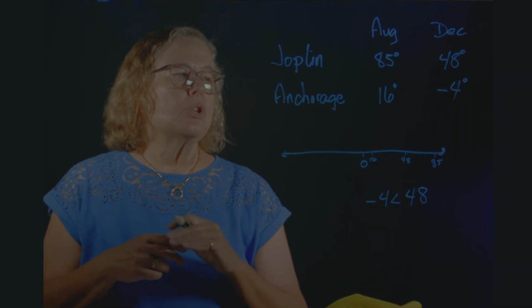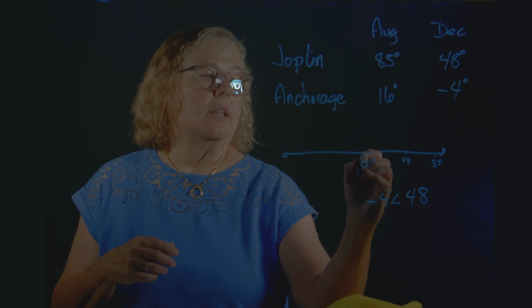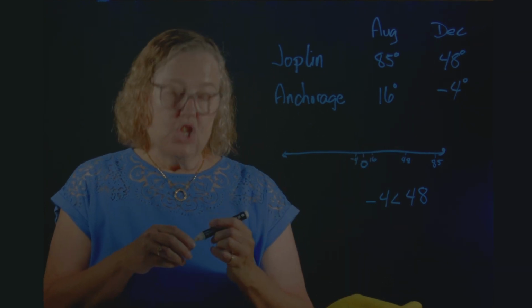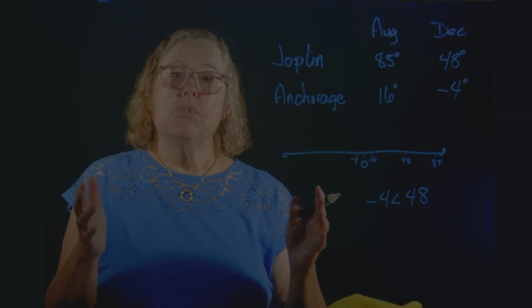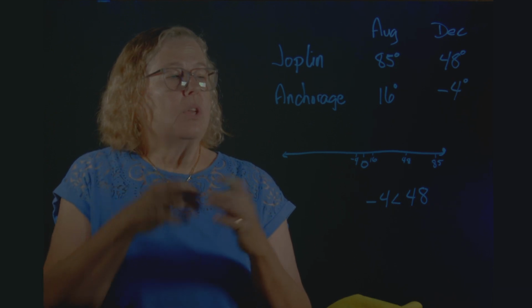Here's what's a little more tricky. -4. Good. It goes to the left of the 0. We've got our -4 there. How many units from 0 is that? 4 units. It has a magnitude of 4. So although it's negative, that doesn't matter. How far is it? It's 4 units.